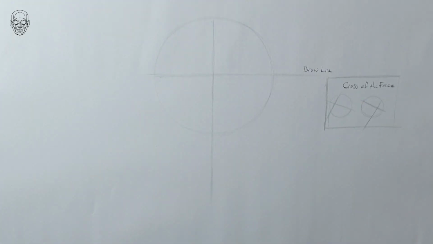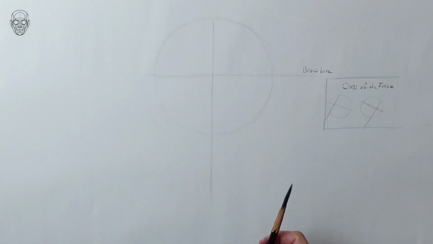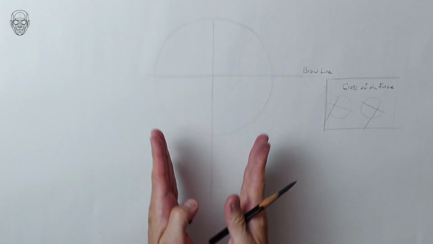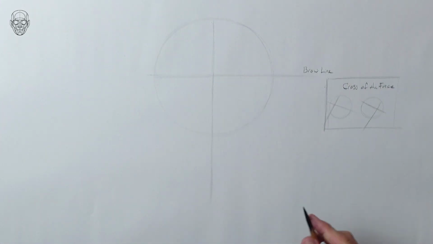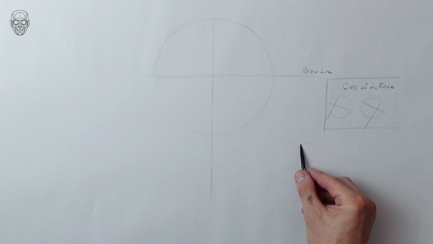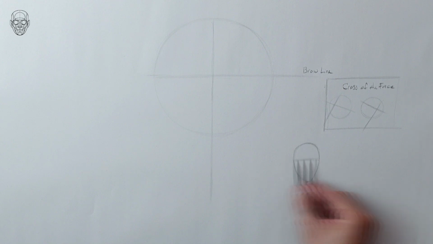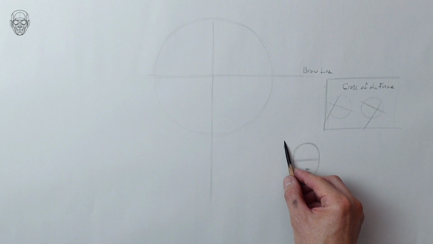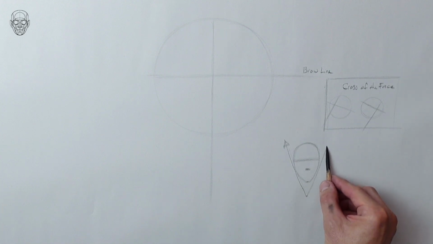Okay, now we're gonna cut the sides of this circle off. And the idea is we have to think of the head as a flaring, almost like an egg upside down. So if I drew an egg shape, you can see the flaring of the head going out this way.